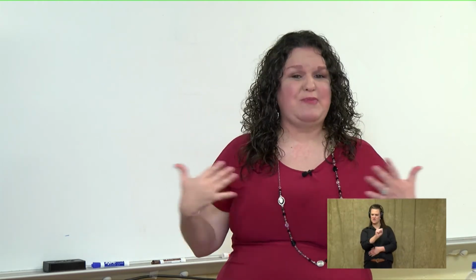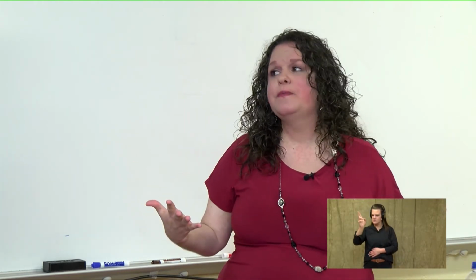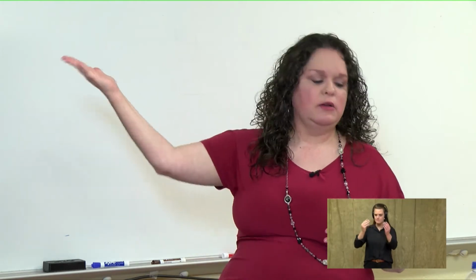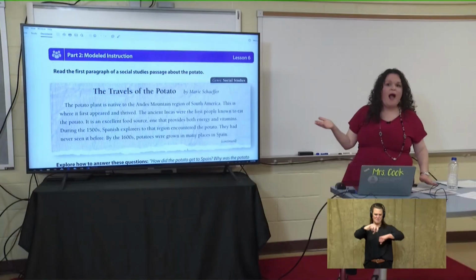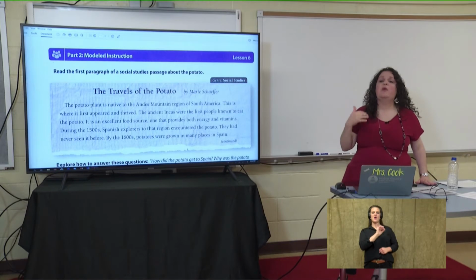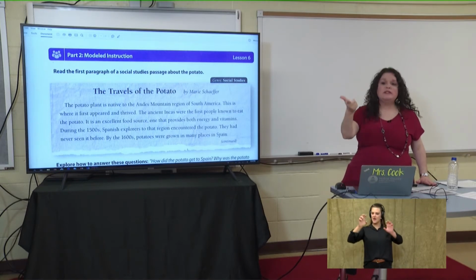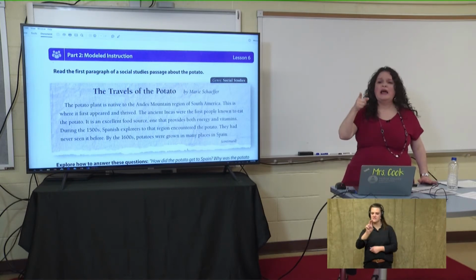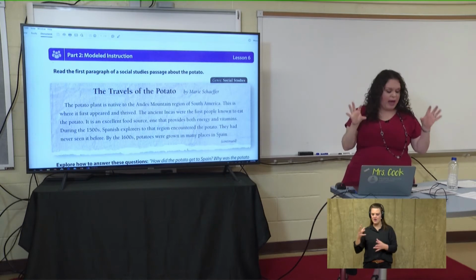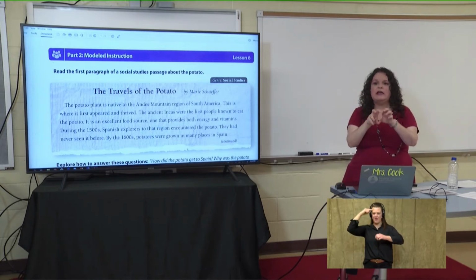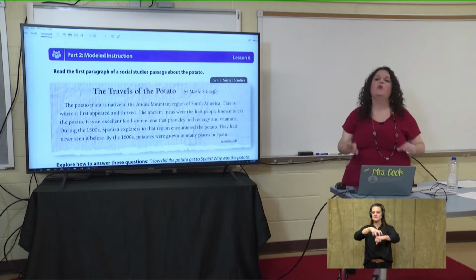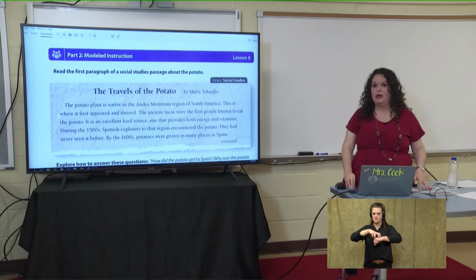We also can see within the directions that it's social studies. So it's going to give us maybe a history lesson. And then it even tells us the word potato. Oh, it helps me know what the topic, what the subject is about. And that helps me get my mind focused in. It helps me zoom in on what I'm going to be learning.